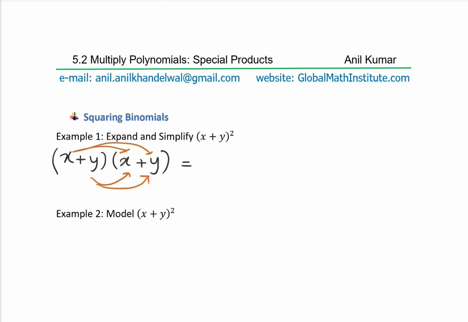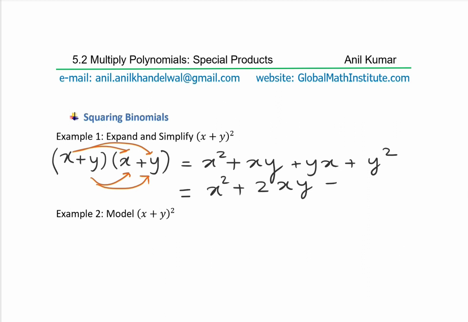When you multiply by x, you get x squared plus x times y is xy. And then we'll multiply by y, we'll get plus yx, and y times y as y squared. Combining the like terms, we get x squared plus 2xy, these are like terms, plus y squared, correct?